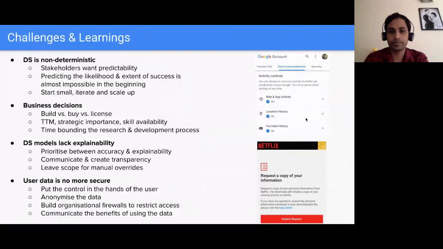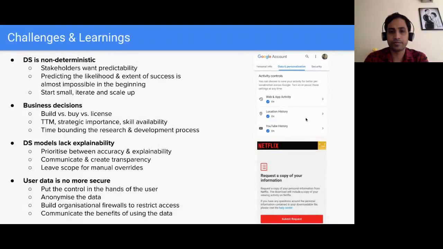Third is, you need to build organizational firewalls, because you have that data. All of the data is stored in your systems, in your database and everything, right? How do you prevent anyone and everyone from getting access to that data, right? How do you build the right organizational firewalls to restrict access to that data? And last is, whenever you're seeking access to some data from a user, communicate continuously as to how you are making use of that data, right? What are you trying to solve using it? How are you optimizing the experience for the user using it, right?